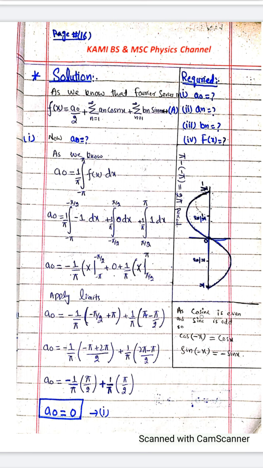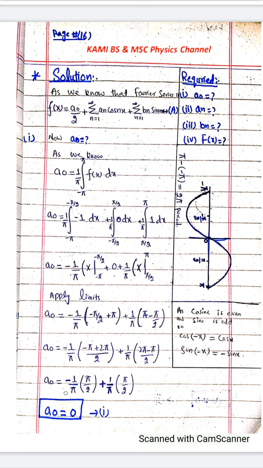Here we know that cosine is even and sine is odd, so cos of minus x is equal to cos x and sin of minus x is equal to minus sin x. Okay, remember this part: cos is even and sine is odd, and we will show this in the graph also later.